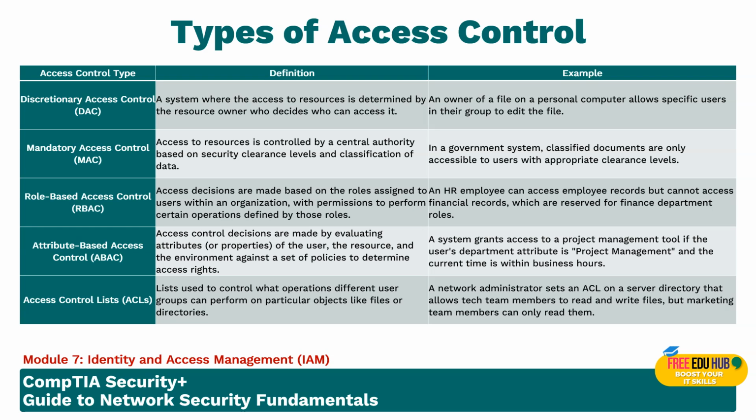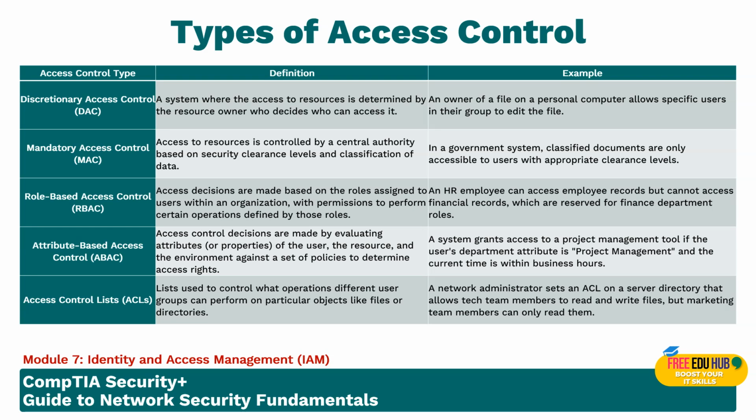In the last, we have access control lists. These are lists used to control what operations different user groups can perform on particular objects like files or directories, etc. Now, each entry in a typical access control list specifies subjects and an action. For example, if a file has an access control list that contains, for example, Elise can only read, it means that the user Elise is allowed to read the file.